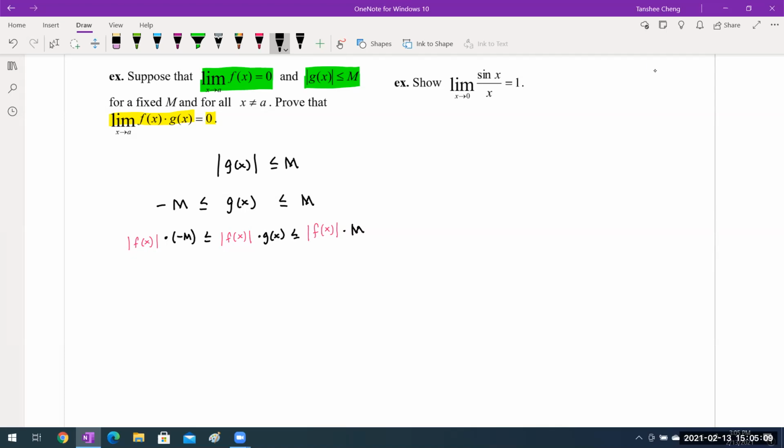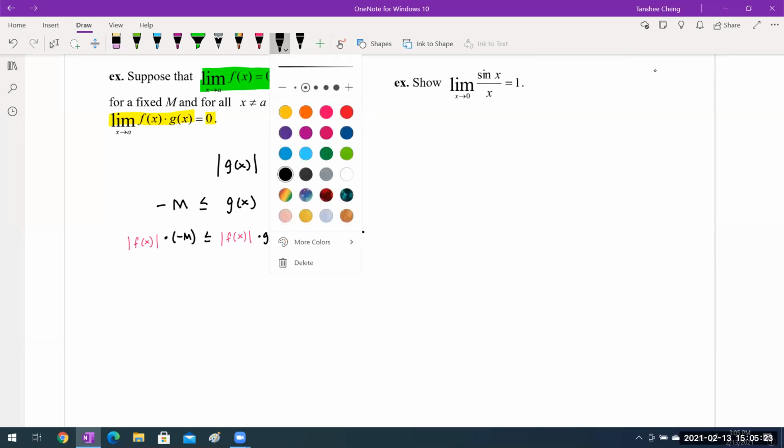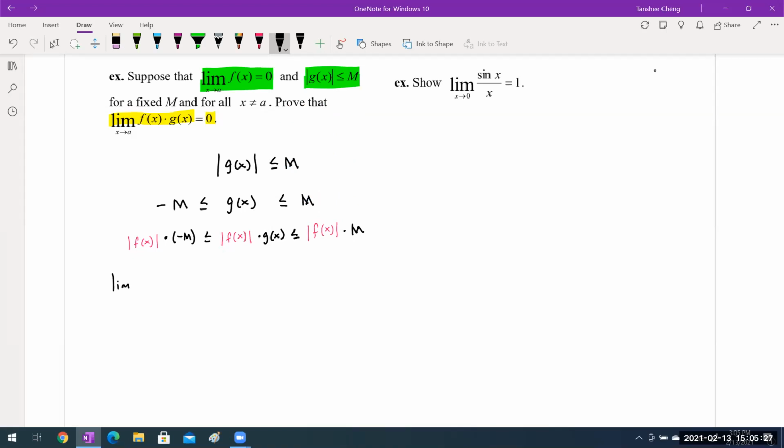Then we want to find the limit of each part, because what we want is the limit of f times g of x. So I can basically take the limits on each part, right? I can say the limit as x approaches a, not 0, my bad, a, of the absolute value of f of x times negative M. Remember, M is a constant, so this is basically negative M times the limit as x approaches a of the absolute value of f of x, which is going to be negative M times the absolute value of 0, because here's the other given: the limit as x approaches a of f of x is equal to 0. So that gives me 0.